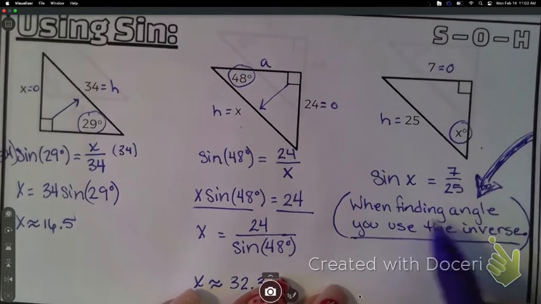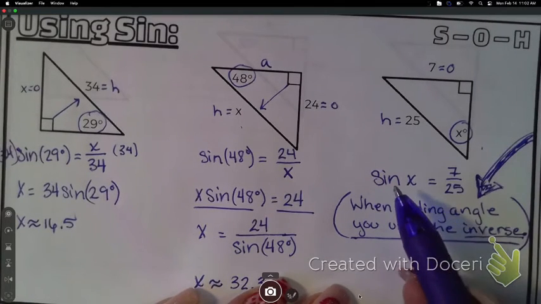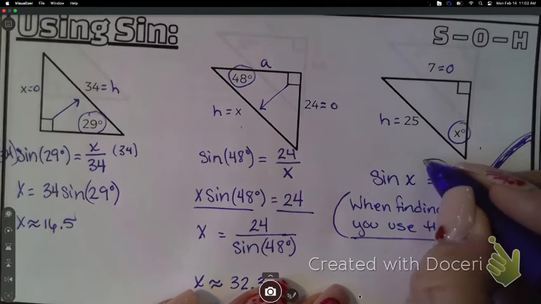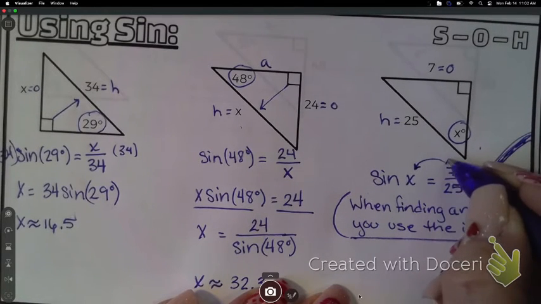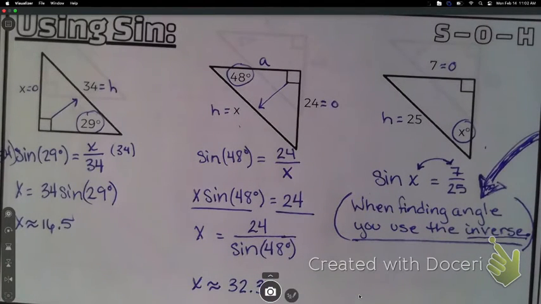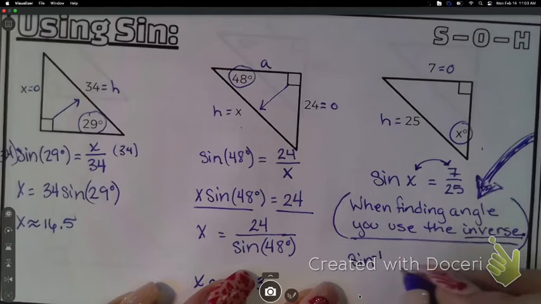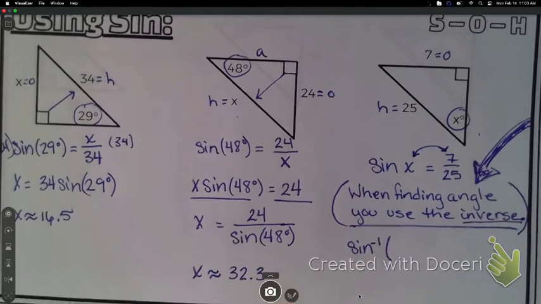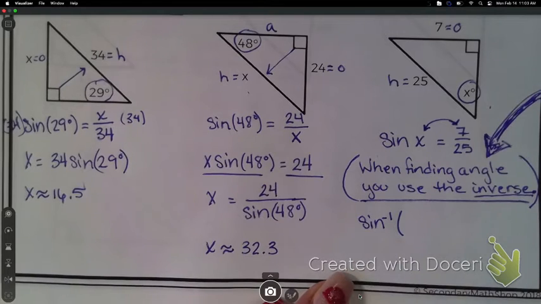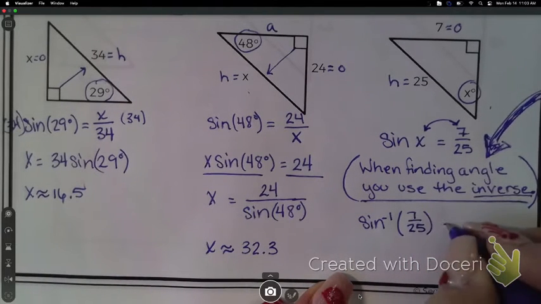When finding an angle, use the what? Inverse. So what you do is you write sine of x equals 7 over 25. We need something that changes the 7 and the 25, this x's place, correct? We need something that does that. So what we have is the inverse sine. The inverse sine of 7 over 25 equals x.